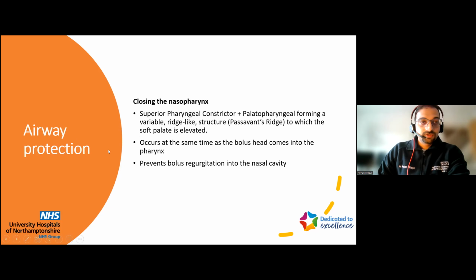Now, airway protection has to happen at the top as well as the bottom. The top bit is closing of the nasopharynx, which is done by the superior pharyngeal constrictors, the palatopharyngeal, forming a variable ridge called the Passavant's ridge. It occurs at the same time as the bolus head comes into the pharynx, and it prevents the bolus regurgitating into the nasal cavity.